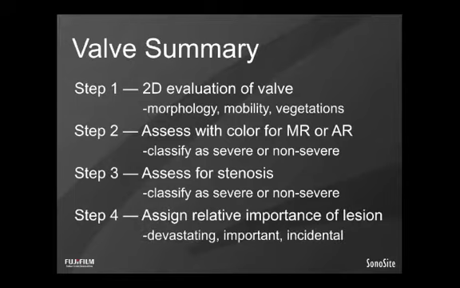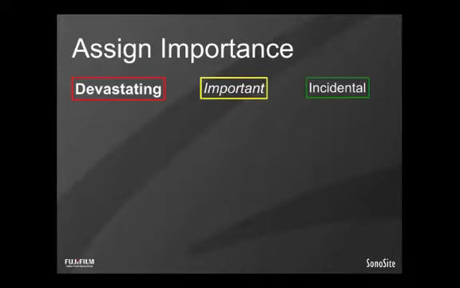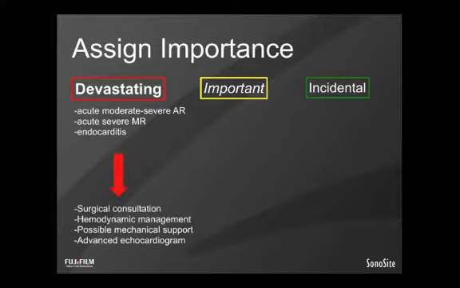And then once you've identified any of these lesions, you assign a relative importance of the lesion. Devastating, important, or incidental would be an example of the terminology I use. So when you assign the importance of these things, devastating lesions like we reviewed, like endocarditis, acute severe MR, acute moderate to severe AR, those generally result in immediate escalation.